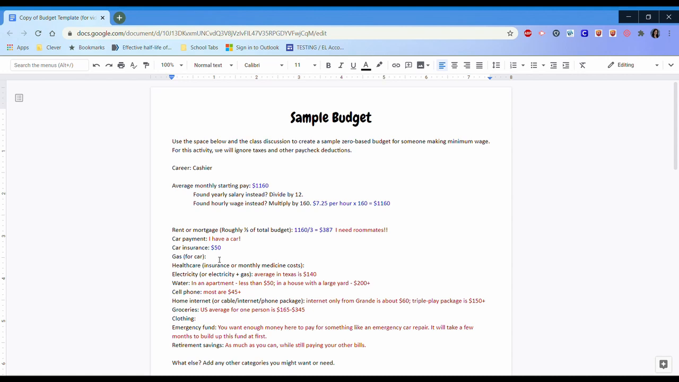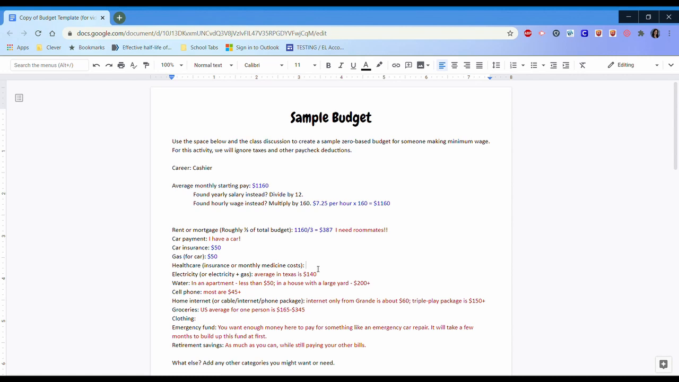Feel free to ask your parents how much they spend if they're willing to tell you that, and put that number in there. I'm going to put $50 again. Okay. Healthcare. Okay.